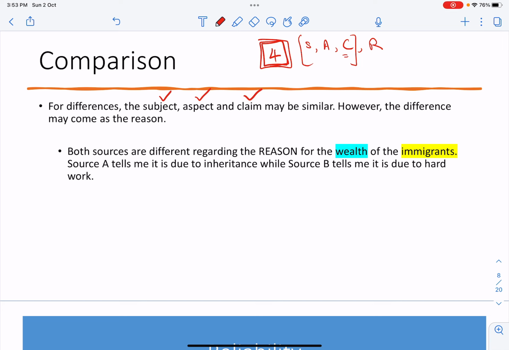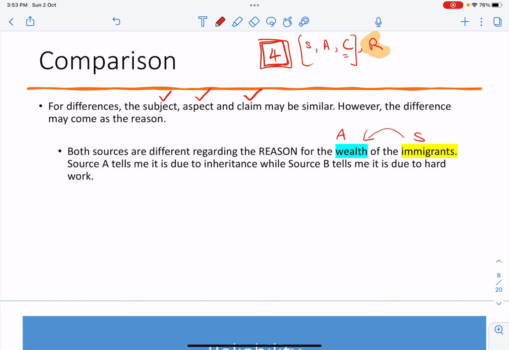If let's say you can't find any other difference, then you can use this one. The difference will come under the reason. The reason as to why the claim is true. For example, both sources are different regarding the reason for the wealth of the immigrants, right? So, where is my subject here? Subject is the immigrants. Where is my aspect? I'm talking about the wealth of the immigrants. And in that sense, the claim is also embedded in the aspect, in that I'm claiming that the immigrants are also wealthy.